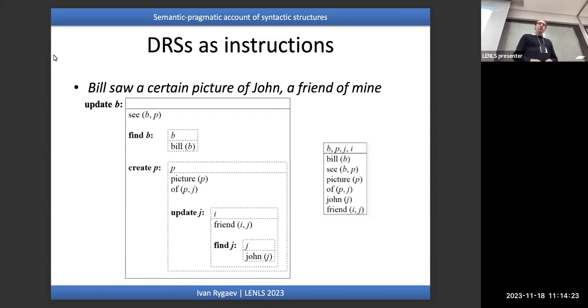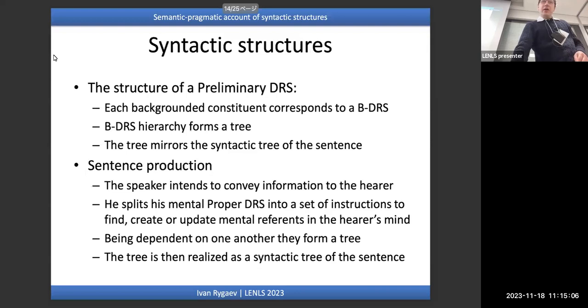And if we look at this structure, it forms a tree, right? And this tree nicely resembles the syntactic tree of the sentence. And once those instructions are executed, we come to this proper DRS on the right, which works as a mental representation, the result of the update, right? And that would have truth conditions.